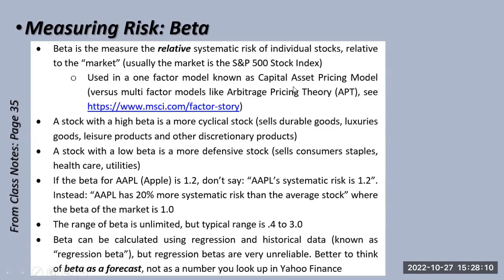But we're going to use the capital asset pricing model. So for paper 3, you're going to use CAPM. A stock with a high beta is a cyclical stock. And that's essentially the definition. Cyclical stocks have high betas. Defensive stocks have low betas.